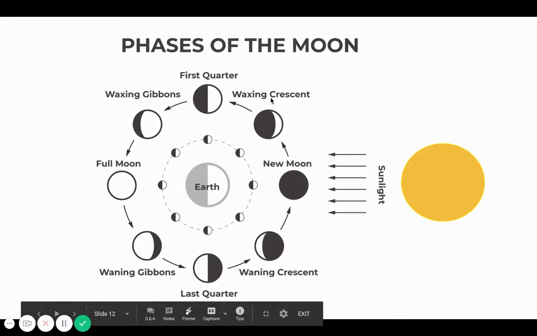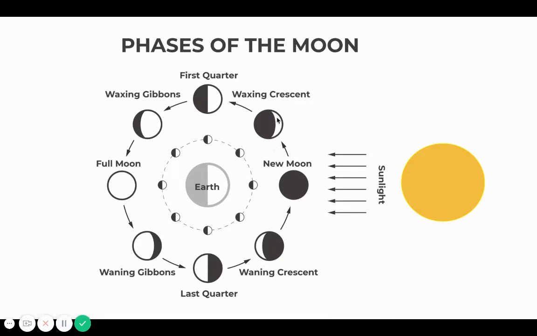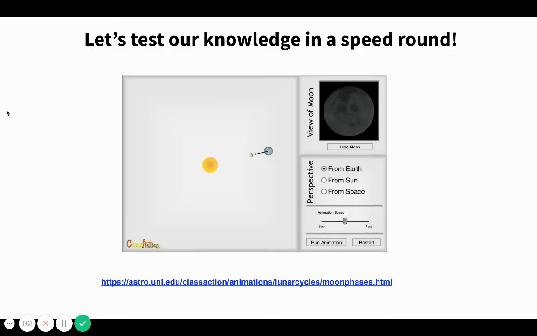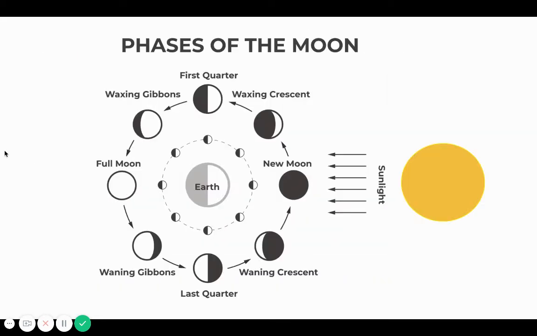And then our waxing crescent with the light growing on the right side for 6 to 7 days. Then our first quarter is half lit on the right for 1 day. And repeat and repeat and repeat. And we have got the lunar cycle down, guys.